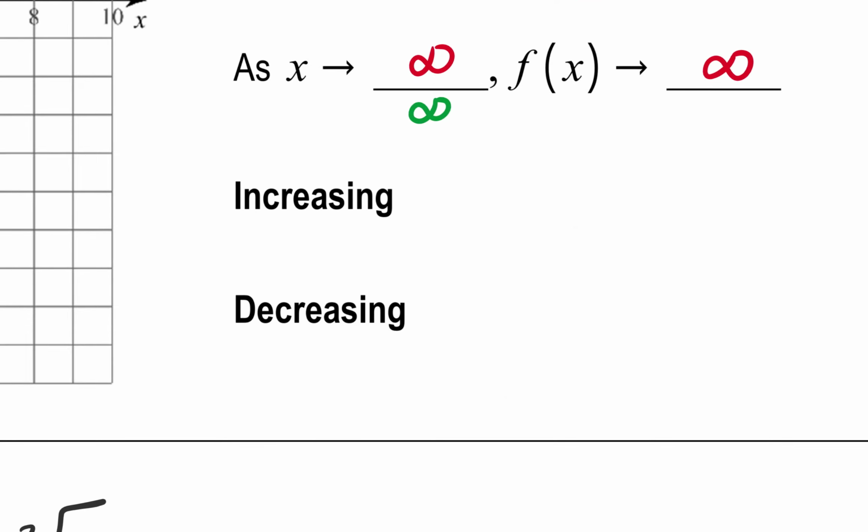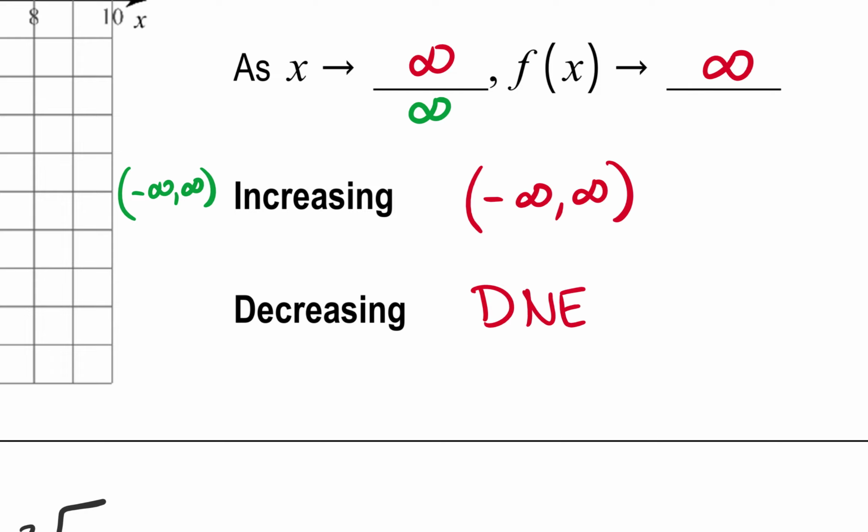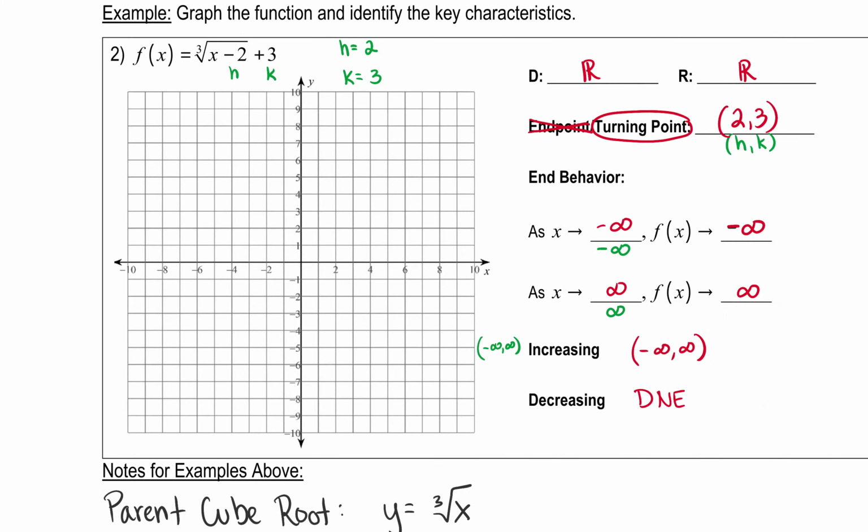Alright, increasing or decreasing. Well, again, I have a positive square root, so I'm going to be increasing. And I always write negative infinity to positive infinity for whichever one it is. So my answer for increasing is negative infinity, positive infinity. And then the one that I don't do is D and E. Does not exist. So see, that didn't take near as long because most of the answers are the same. You don't even have to look at hardly anything.